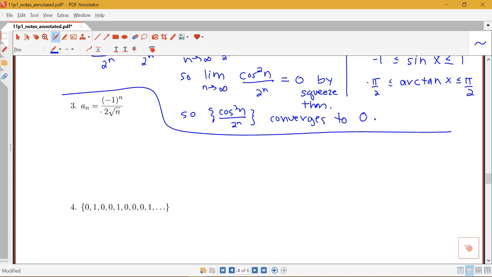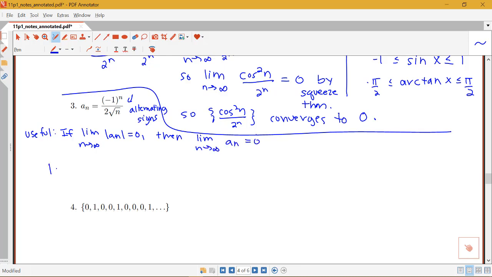Here I've got a_n equal to (-1)^n all over 2 root n. Notice that this is something that's going to have alternating signs. It'll sometimes be -1 over something, it'll sometimes be +1 over something. So it'll be useful to try to use our result from before that said if the limit as n goes to infinity of the absolute value of a_n is 0, then the limit as n goes to infinity of a_n is 0.